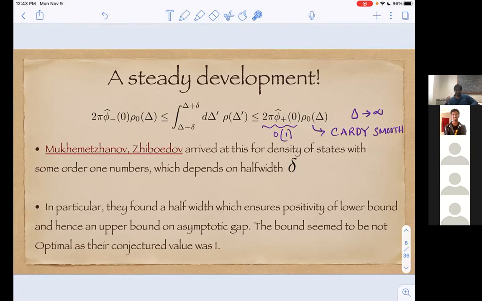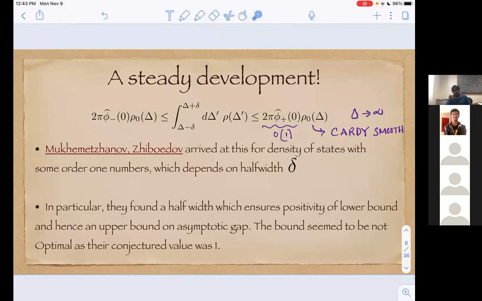And there is a threshold value of little delta, or half width, for which this phi minus becomes positive. And that threshold value immediately puts an upper bound on the gap. So the idea is, suppose you find a value of delta so that this is always positive. That means there has to be some amount of states within that width. And that means the gap in your spectra cannot be bigger than that. So I am putting an upper bound on the spectral gap by finding a delta which ensures that this quantity is positive.